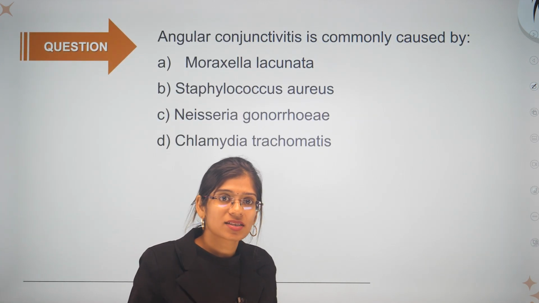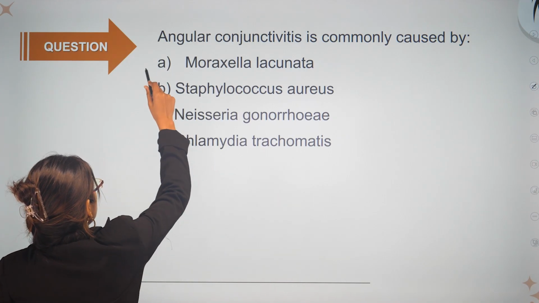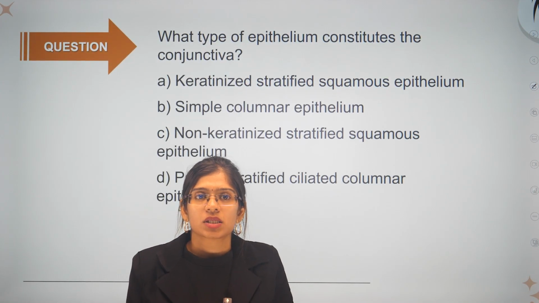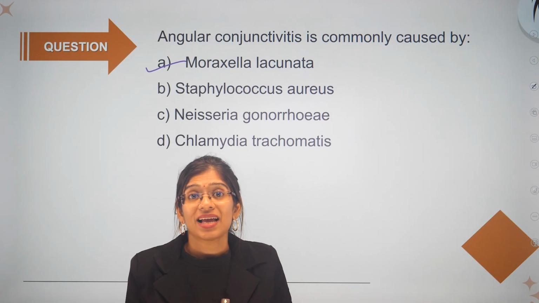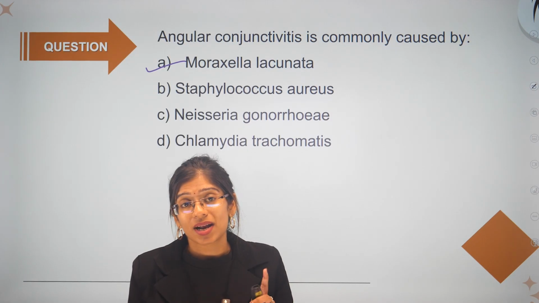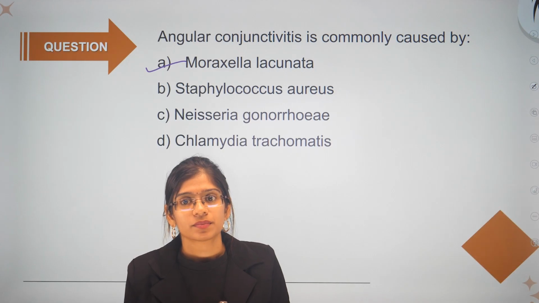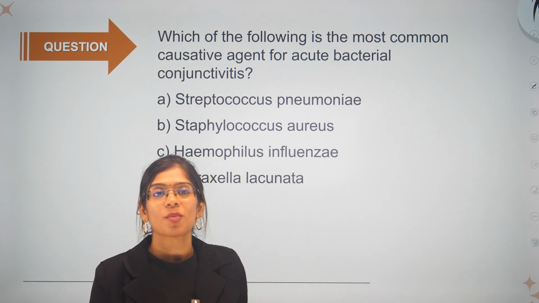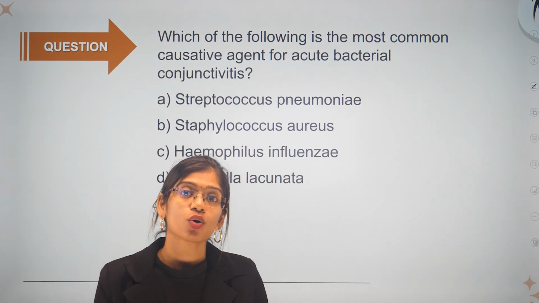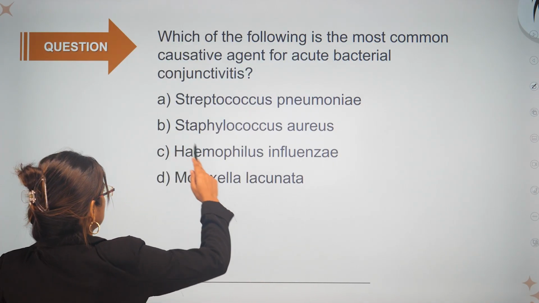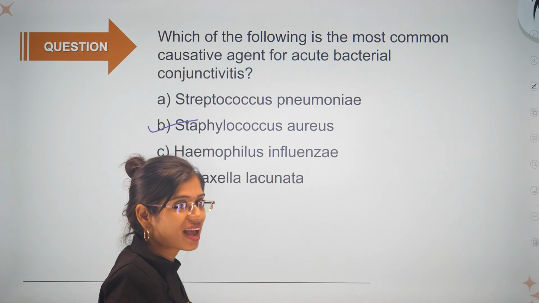Angular conjunctivitis is commonly caused by, all these are PYQs, okay, Moraxella lacunata. Now, one second guys. Actually, angular conjunctivitis, no, it is Moraxella. It's caused by Staph aureus also. Which of the following is the most common causative agent for acute bacterial conjunctivitis? We just learned it, Staph aureus.